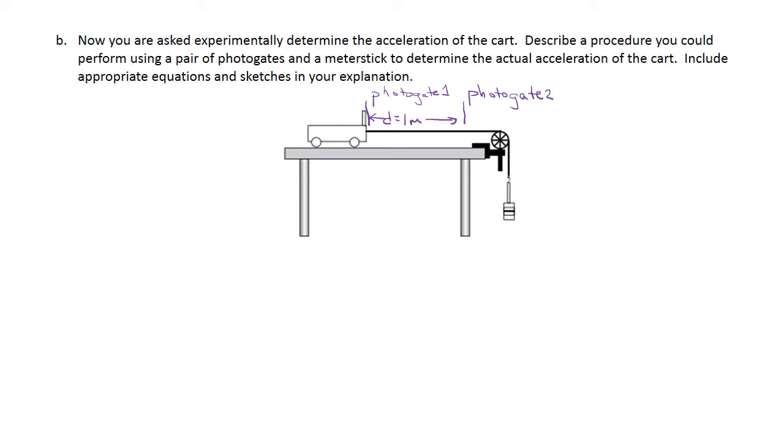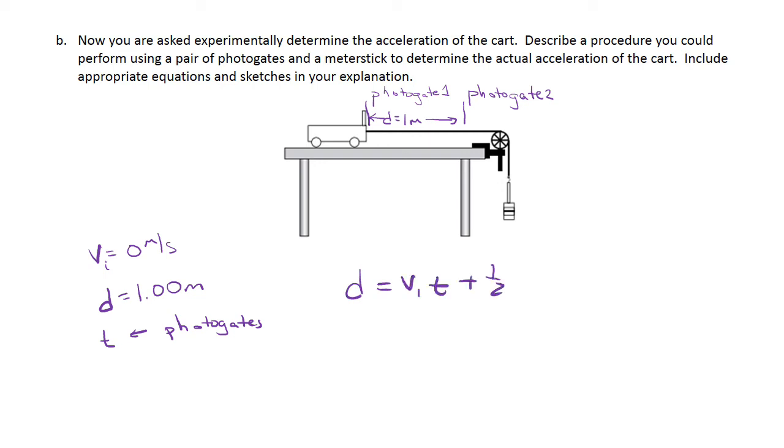So if I release this cart from rest, if V initial is 0 meters per second, and the distance is known as 1 meter, and I time it with the photo gates, then I can use the formula D equals VIT plus 1/2 AT squared, crossing out VIT because the initial velocity is 0, and I know the acceleration will equal 2 times the distance, which is 1 meter, over the time I get off my photo gates squared.